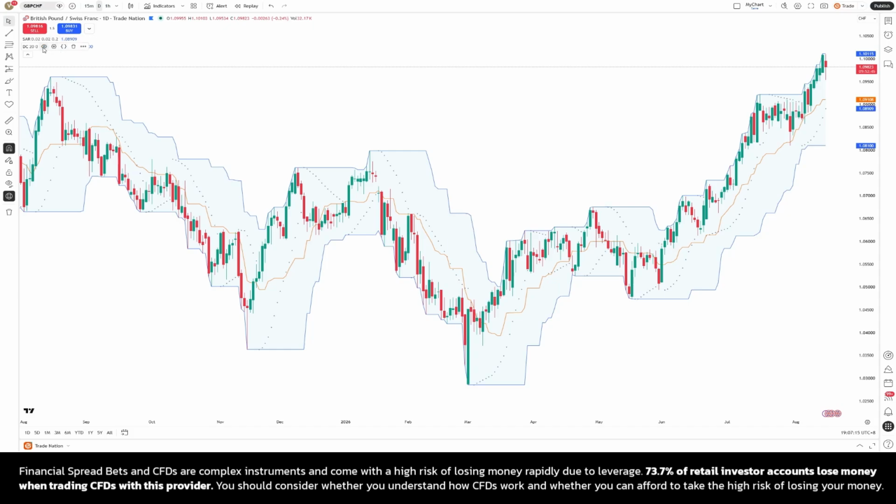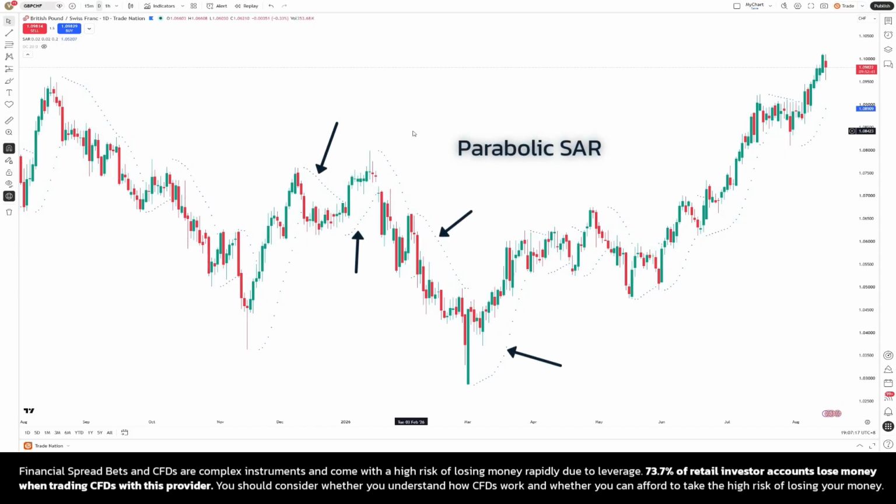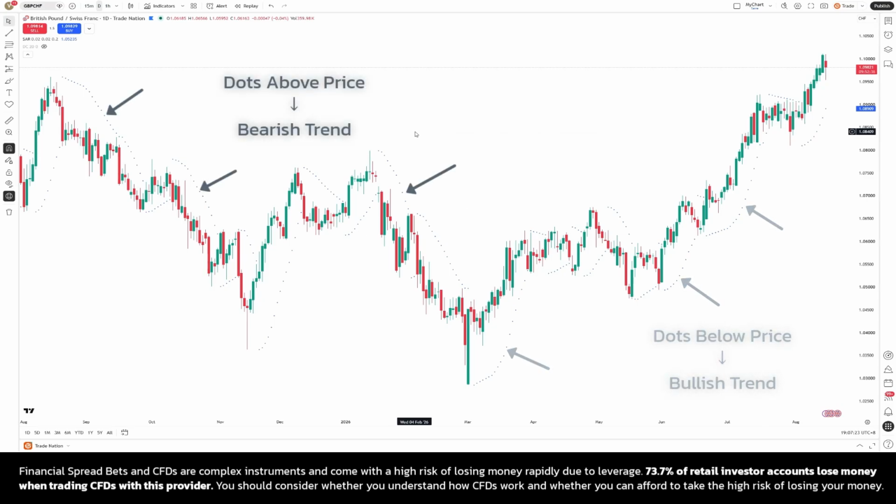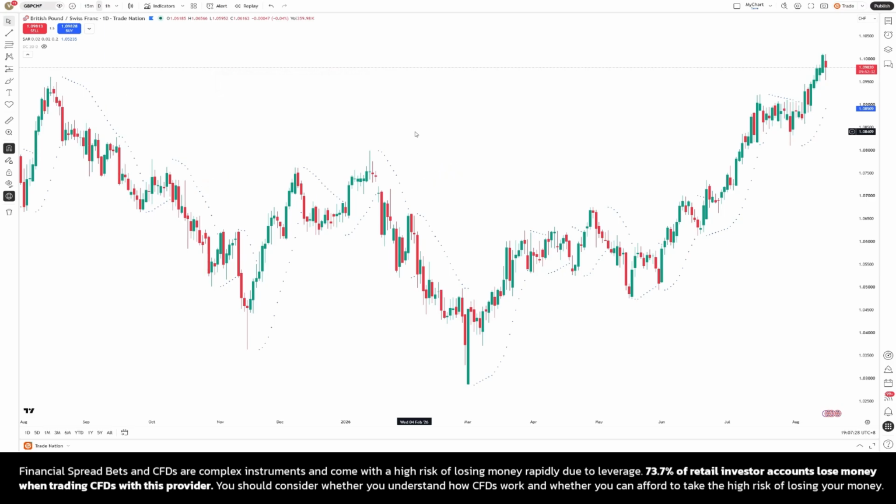Parabolic SAR adds the trend-following layer. The indicator places dots either below or above price. When the dots are below price, the market is generally being read as bullish. When the dots are above price, the market is generally being read as bearish. As the trend develops, the dots adjust with price and can act as a trailing reference for the active direction. The value of the combination comes from alignment.